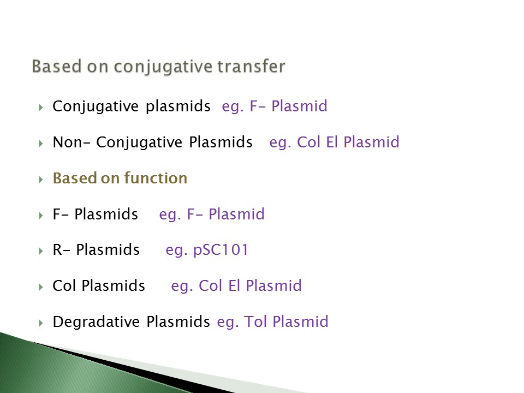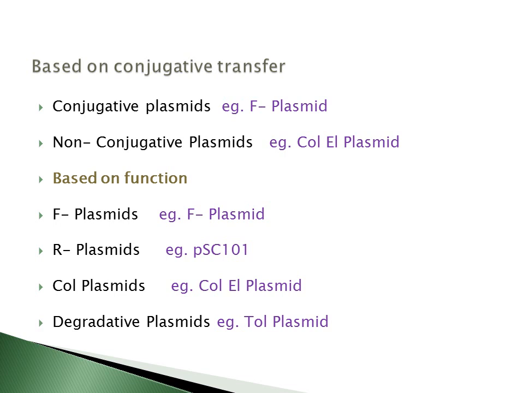Based on function, there is the F plasmid. F plasmid is a fertility plasmid. It contains some genes expressing maleness in the bacterium. These genes are also called tra genes. R plasmids are for resistance. These plasmids contain some genes giving resistance to bacteria against antibiotics and heavy metals.